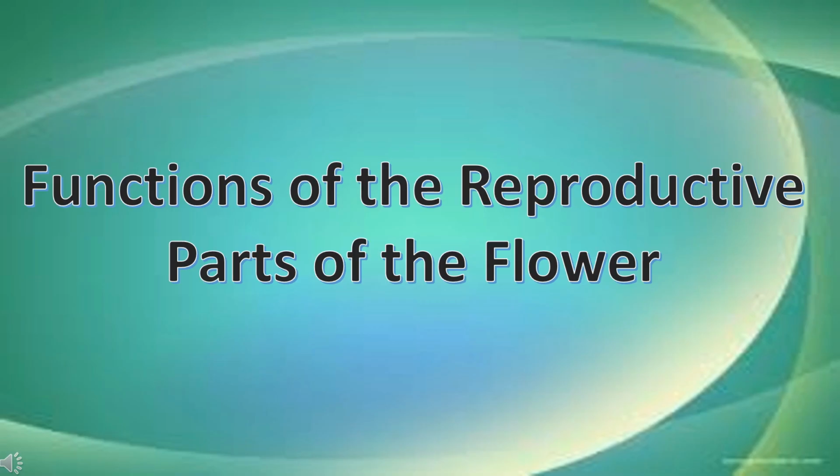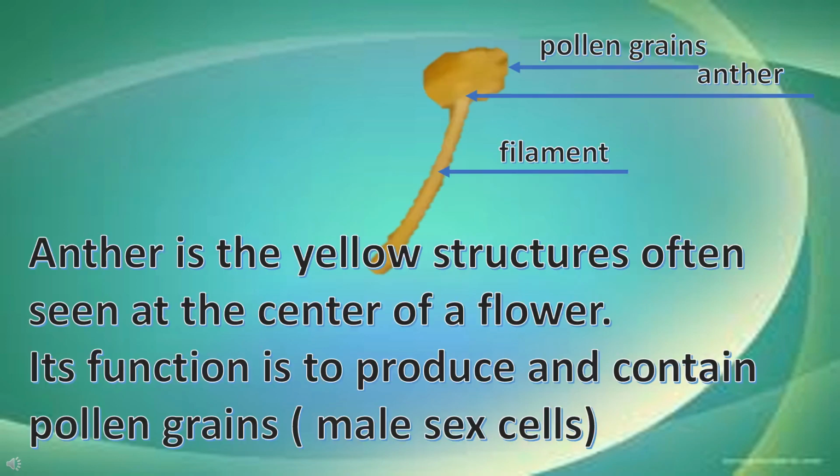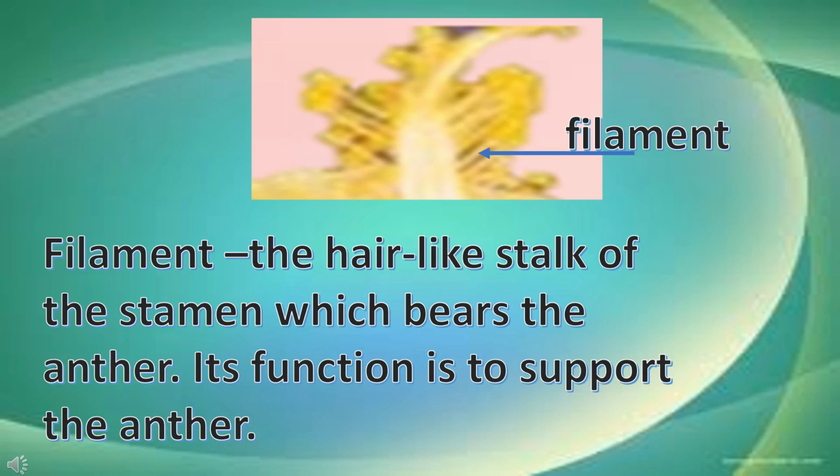Reproductive parts of the flower. Anther is the yellow structure that is often seen at the center of a flower. Its function is to produce and contain pollen grains, or male sex cells. Filament, the hair-like stalk of a stamen which bears the anther. Its function is to support the anther.